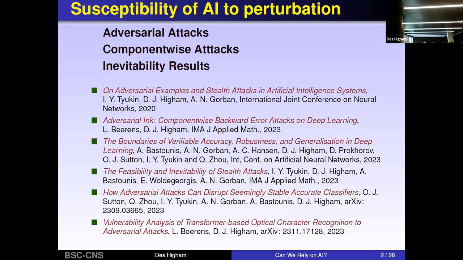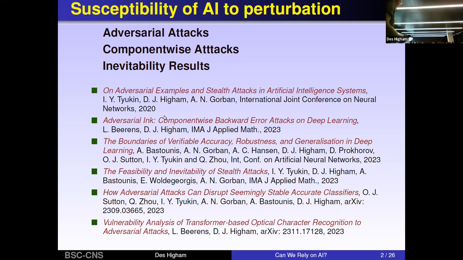We can use mathematics and statistics to help us understand and possibly overcome some of these problems. I've listed there some of the papers I'm going to refer to. I'll be going quite quickly, making this as accessible as possible. But if you want to contact me, I'm very happy to give you more references that you can follow up on these topics. And the main idea here is adversarial attacks.